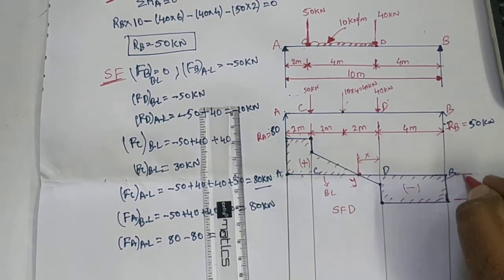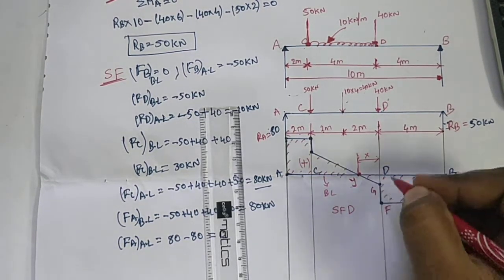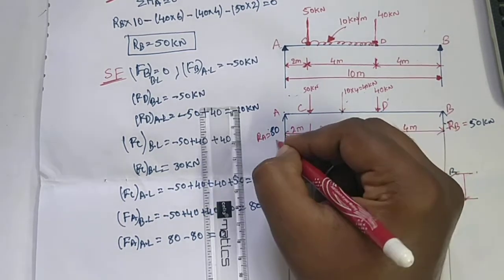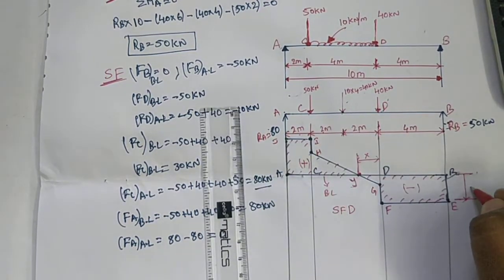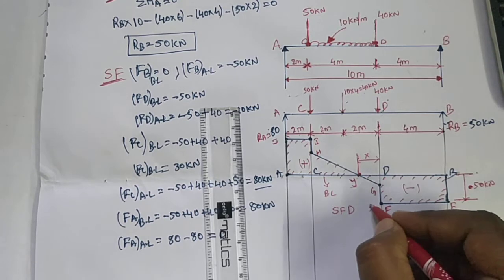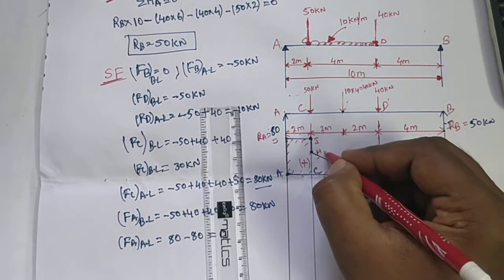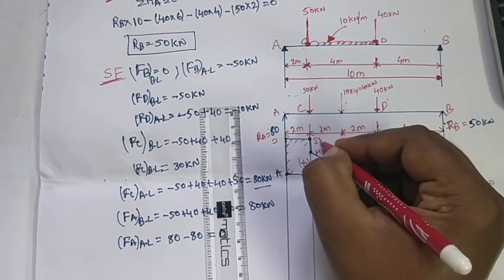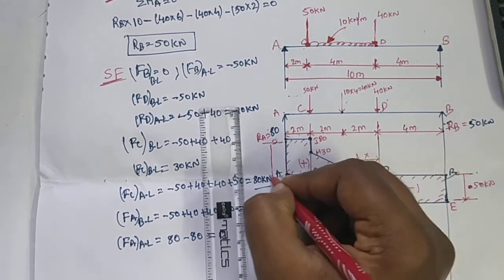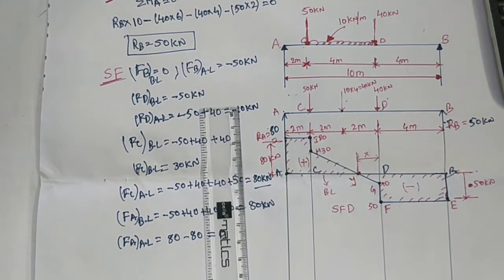Here, the distance from B to this point, that is E, F, G, H, I, J. This distance is -50 kilonewtons, and this one is 50, and this one is 10, and this one is 30, and this one is 80. From this region to this region is 80 kilonewtons. Like this we need to draw the variation of shear force.